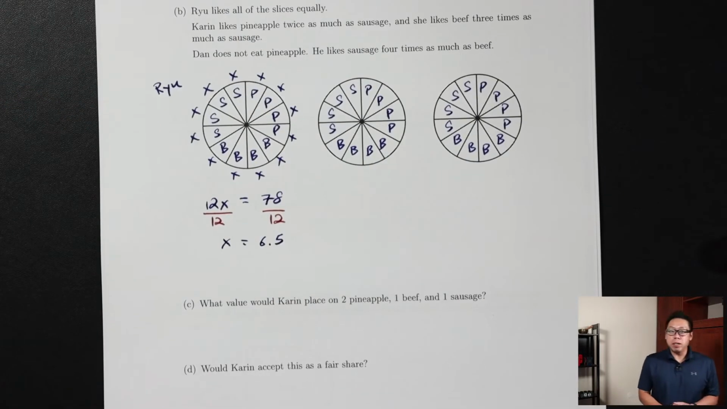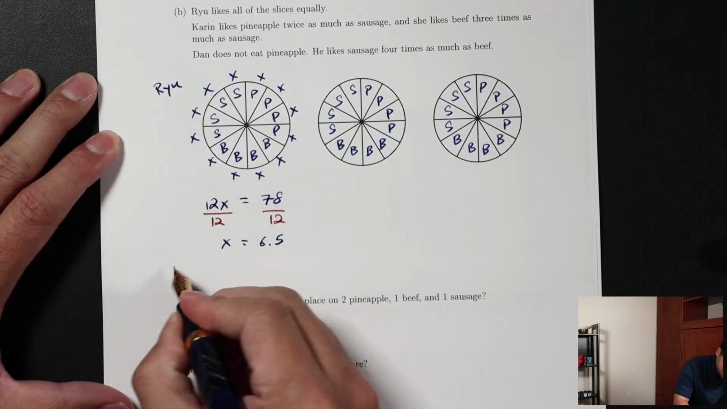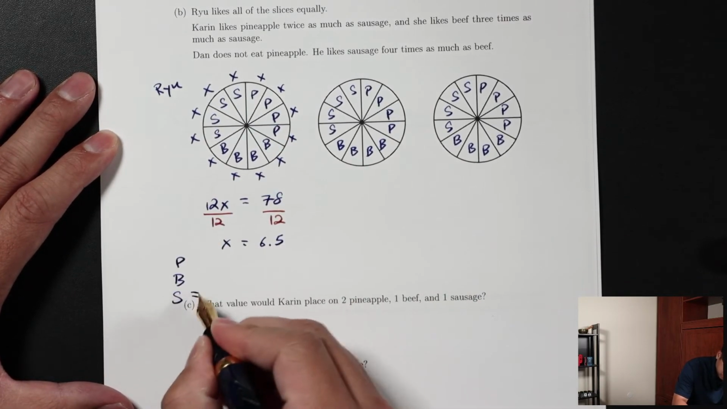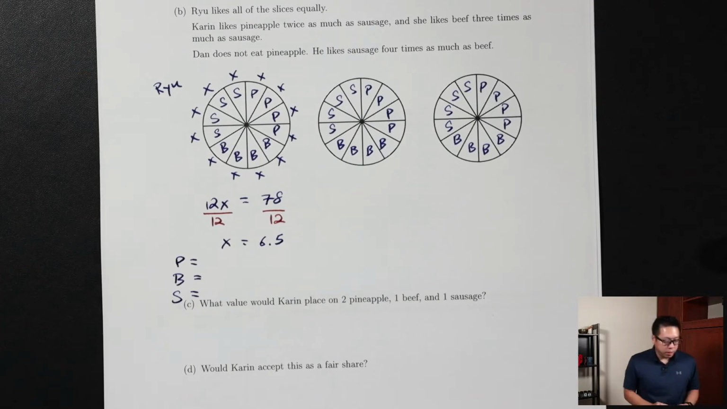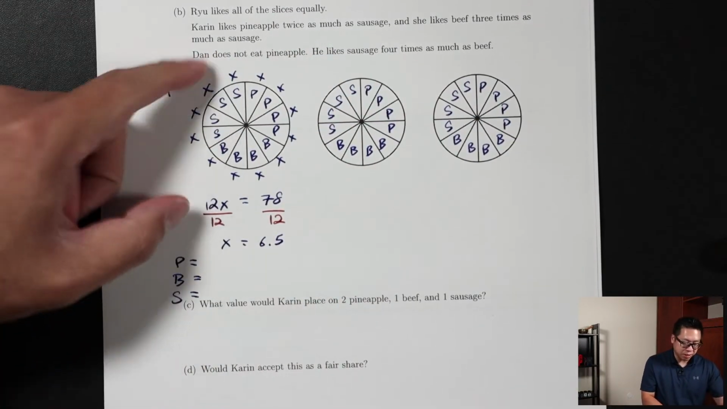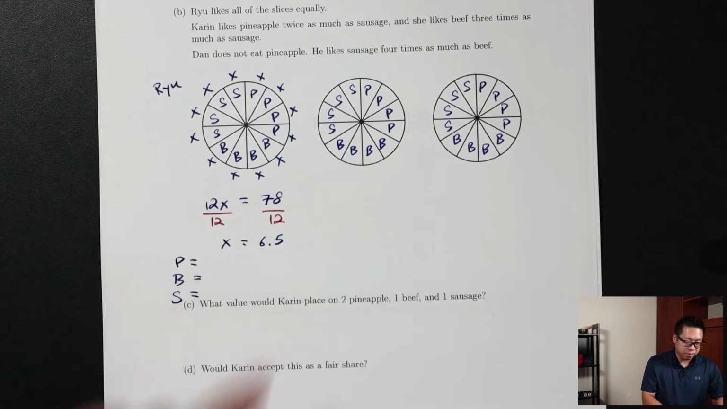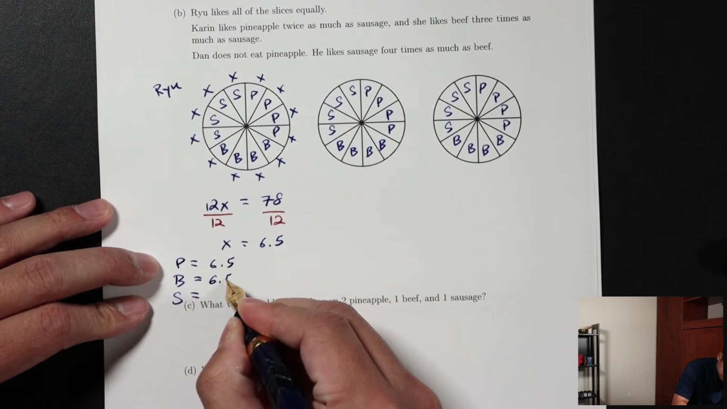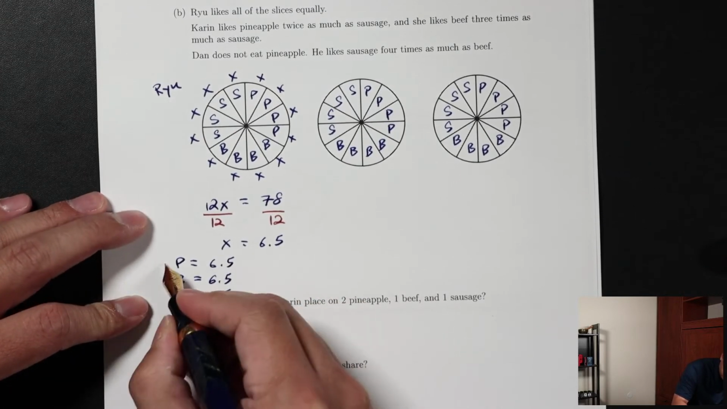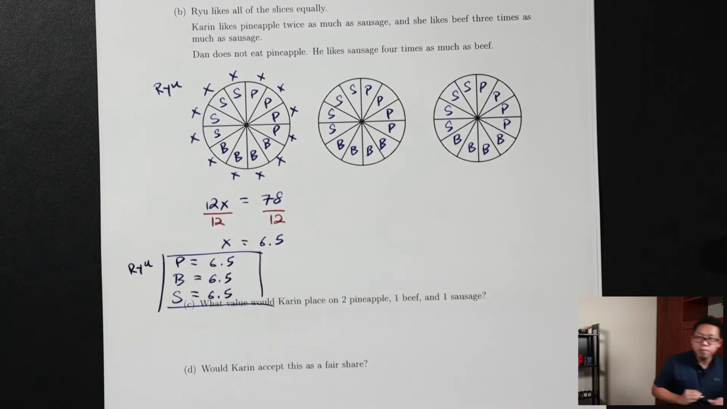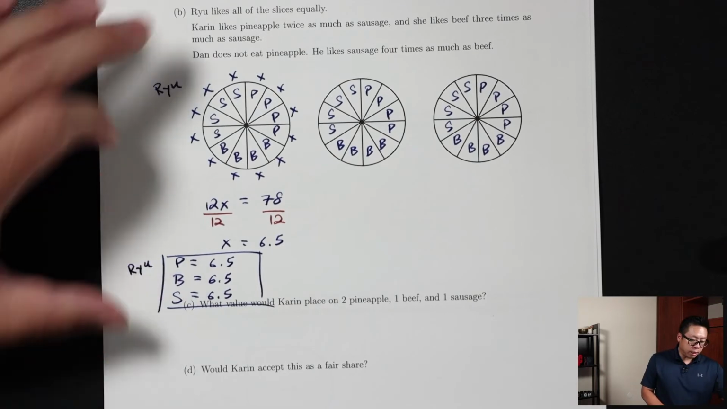And now we can write down Ryu's value of each type of slice. So we had some pineapple, some beef, and some sausage. Okay, we labeled everything X, right? So the values of everything is 6.5. Okay, so they're all 6.5. Okay, and these are Ryu's values. Next up is Karen.